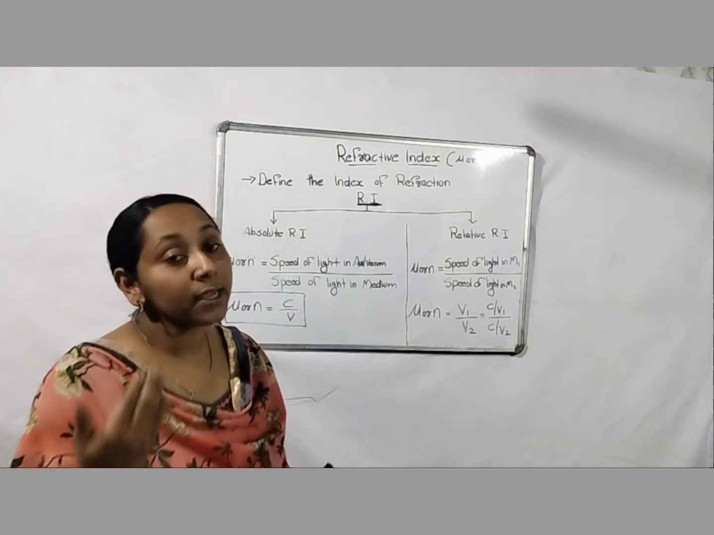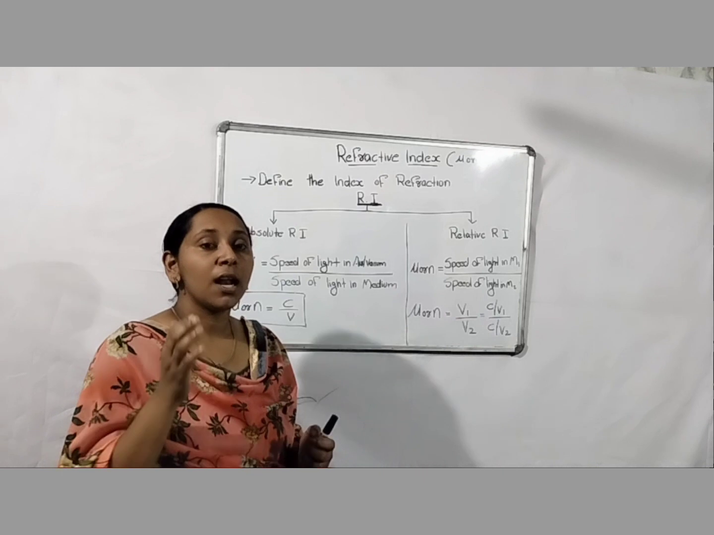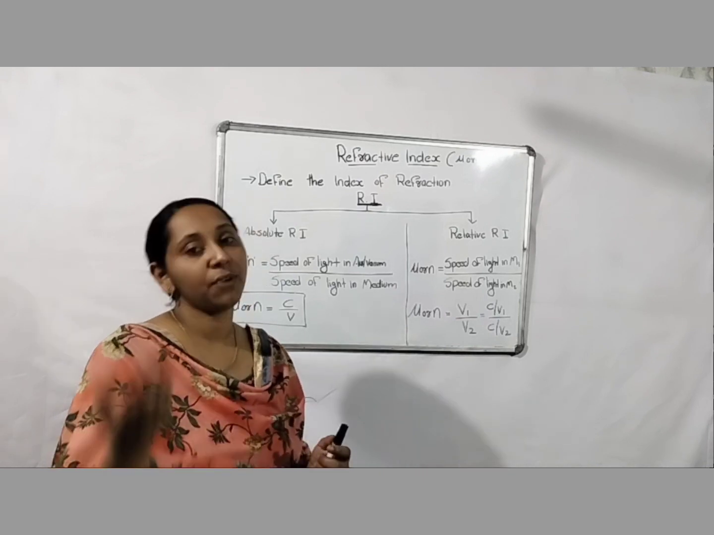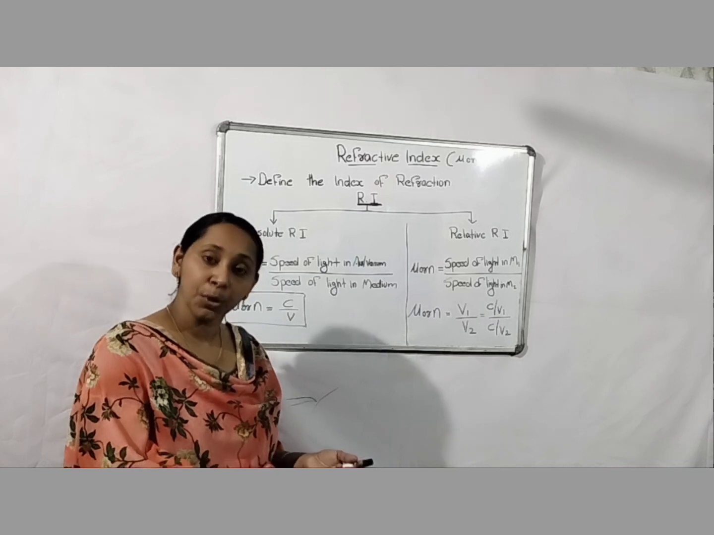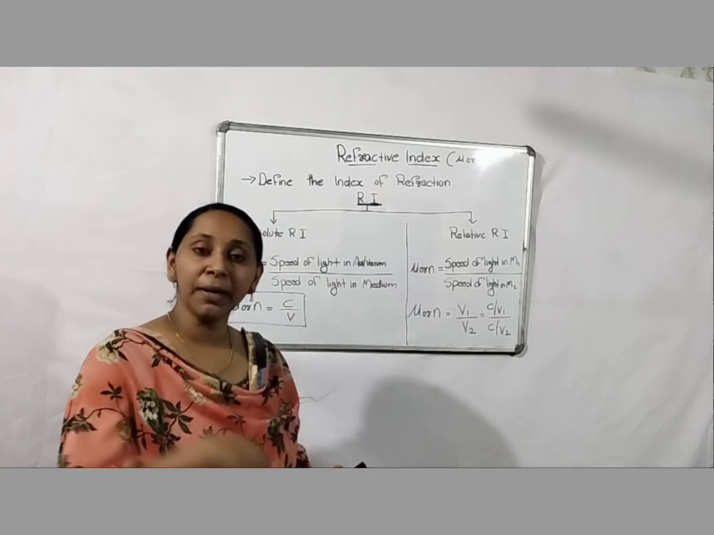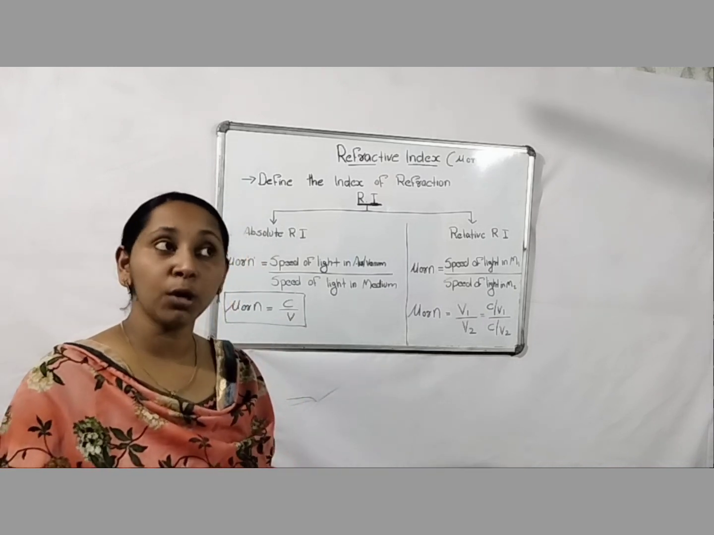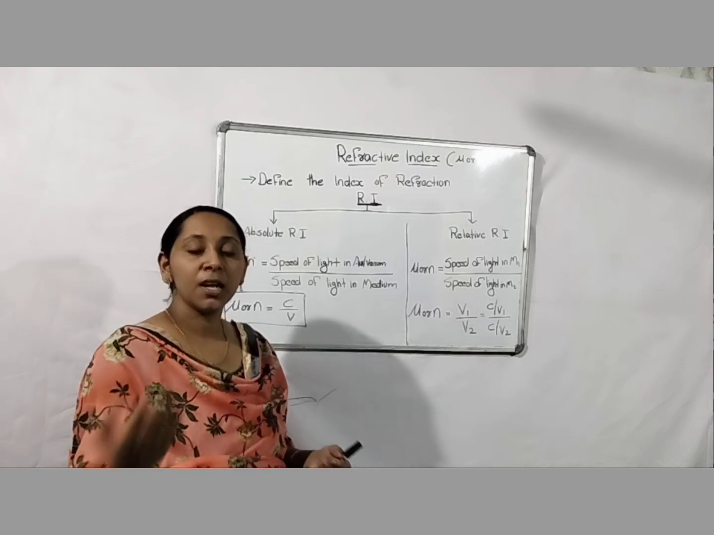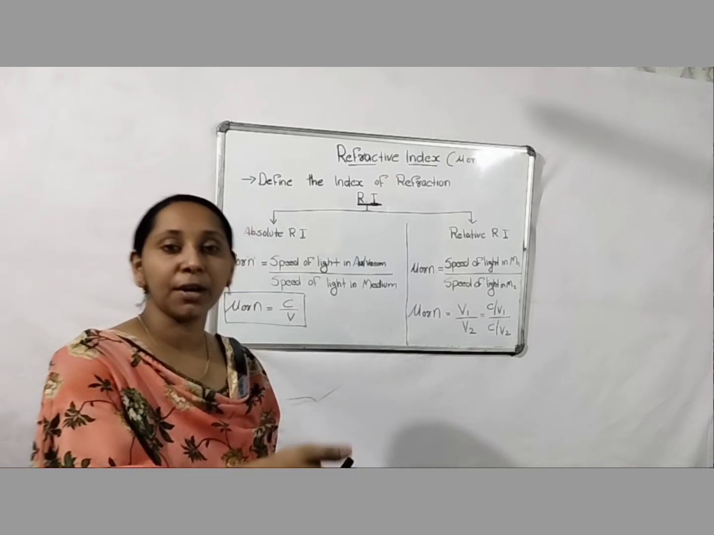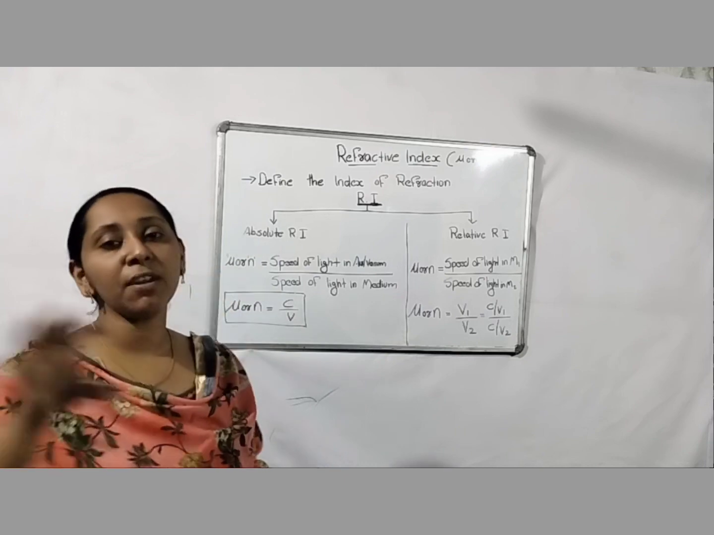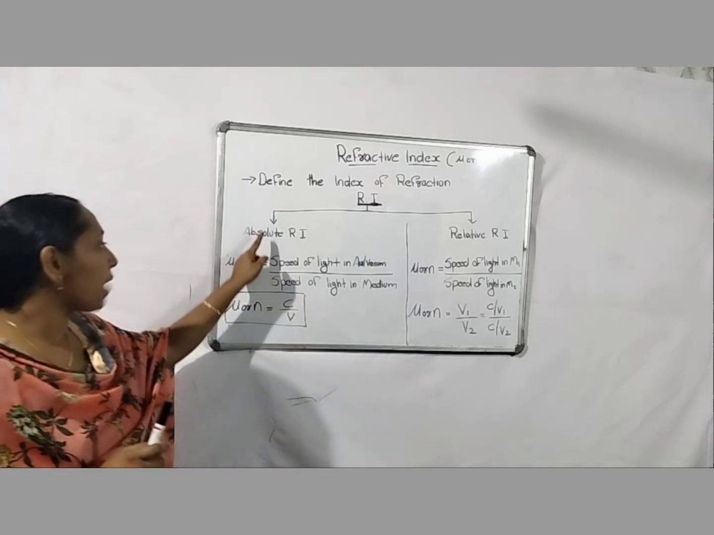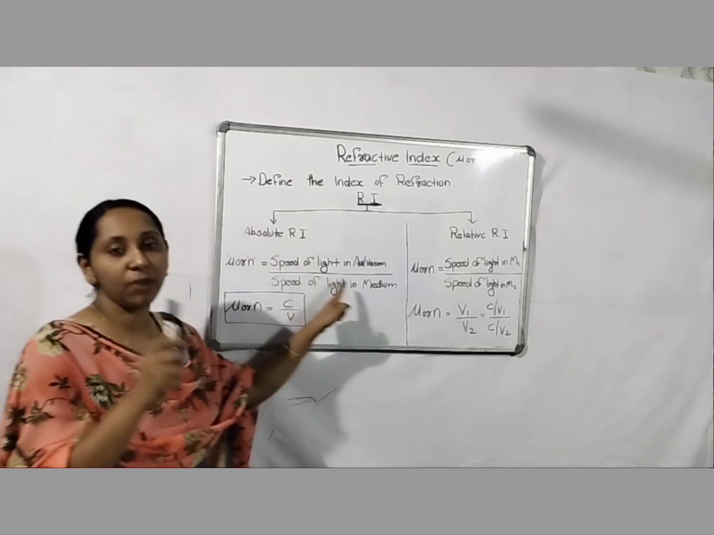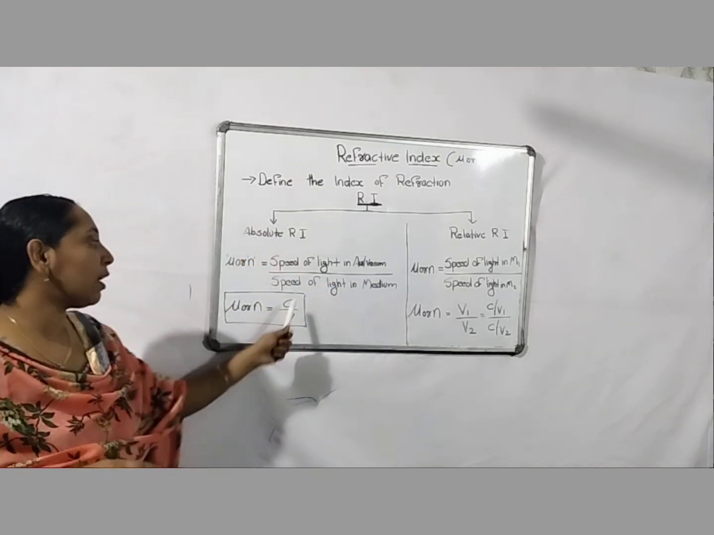We already discussed in the previous video that light speed is different in different media. The light speed in solid is different, 2 into 10 raised to 8 meter per second. Light speed in liquids is also different, 2.25 into 10 raised to 8 meter per second. Speed of light in air is 3 into 10 raised to 8 meter per second. So in each and every material, light speed is different. So the definition of absolute refractive index is the speed of light in air divided by the speed of light in the medium.